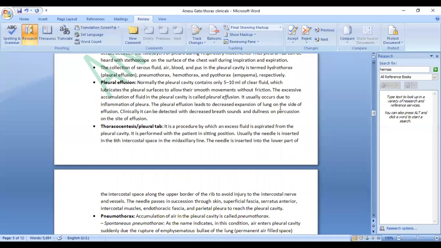So when the needle is inserted into this intercostal space, it is inserted into the lower part of the intercostal space along the upper border of the rib to avoid injury to the intercostal nerves, as I alluded to earlier on. So the layers that are going to be passed through will be the skin, the superficial fascia, the serratus anterior, the intercostal muscles, then you find endothoracic fascia, then you pierce through the parietal pleura, then you drain the fluid.